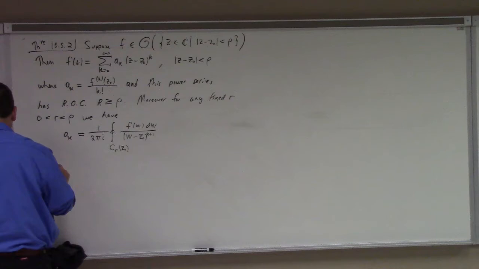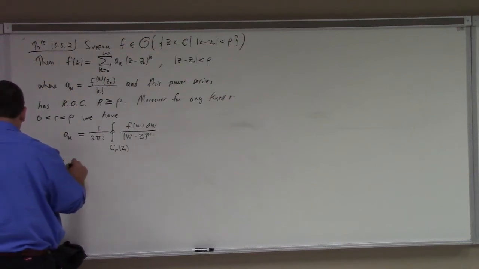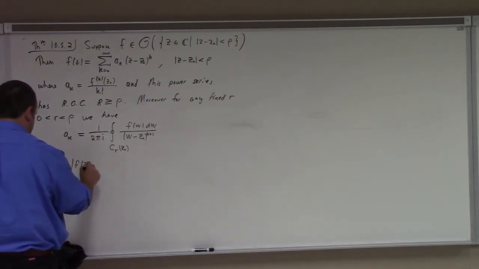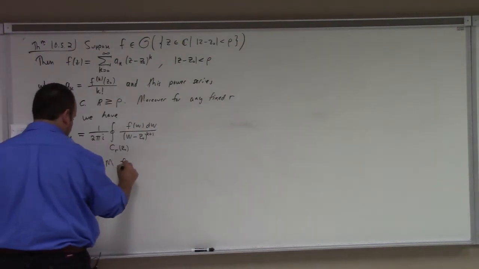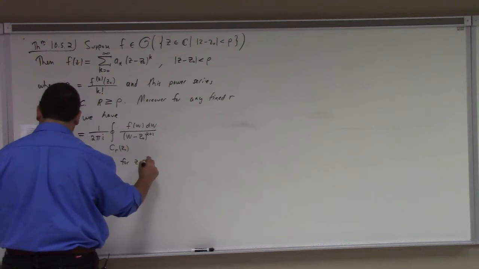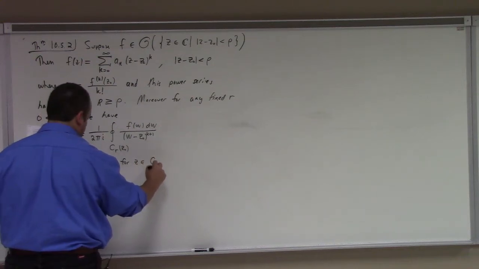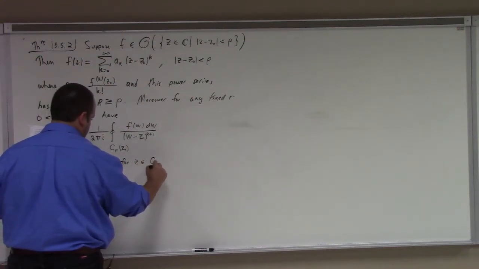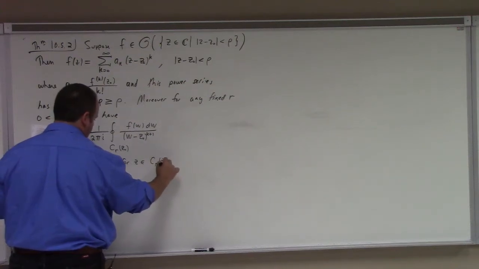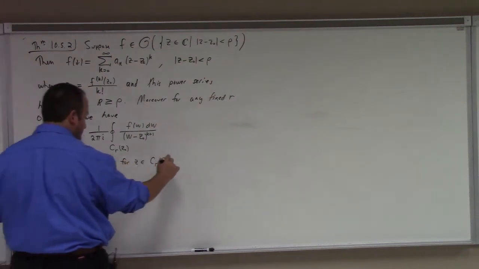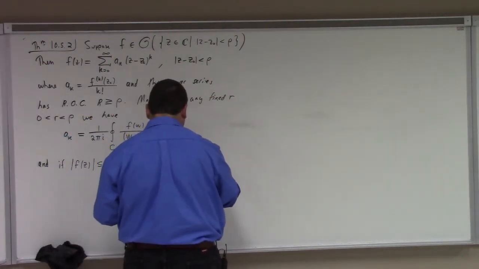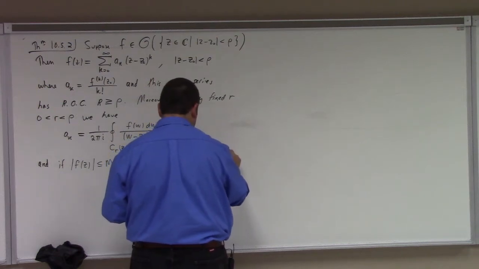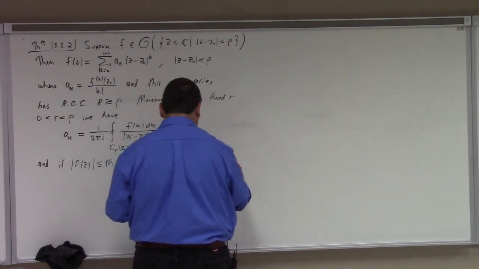And finally, if the function f of z is bounded by M for z in the circle of radius r centered at z naught, then the size of the coefficient a sub k is less than or equal to M over r to the k.